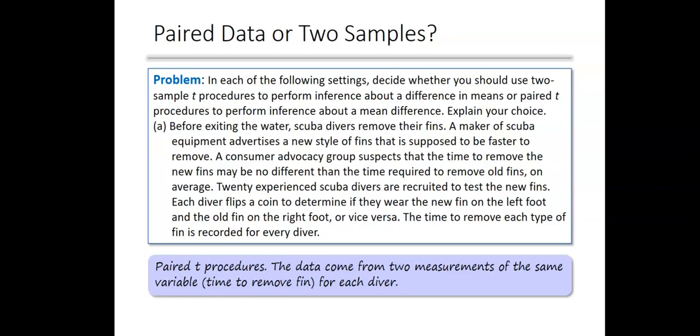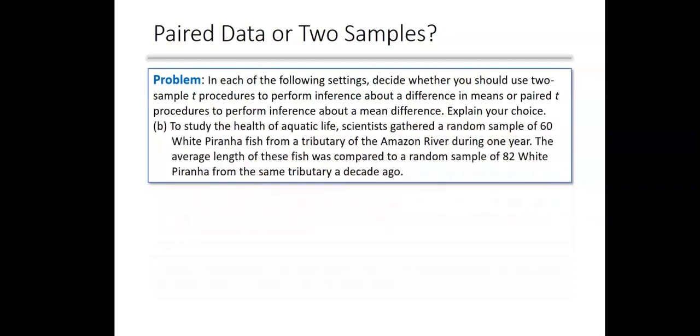Paired T procedures: the data comes from 2 measurements of the same variable. Time to remove the fin. That's right. It's not how good the fins are. It's just the time to remove. That makes sense, actually. That is something we could time and could do on the right and left foot, and get some good data. So time to remove the fin is a thing, evidently.